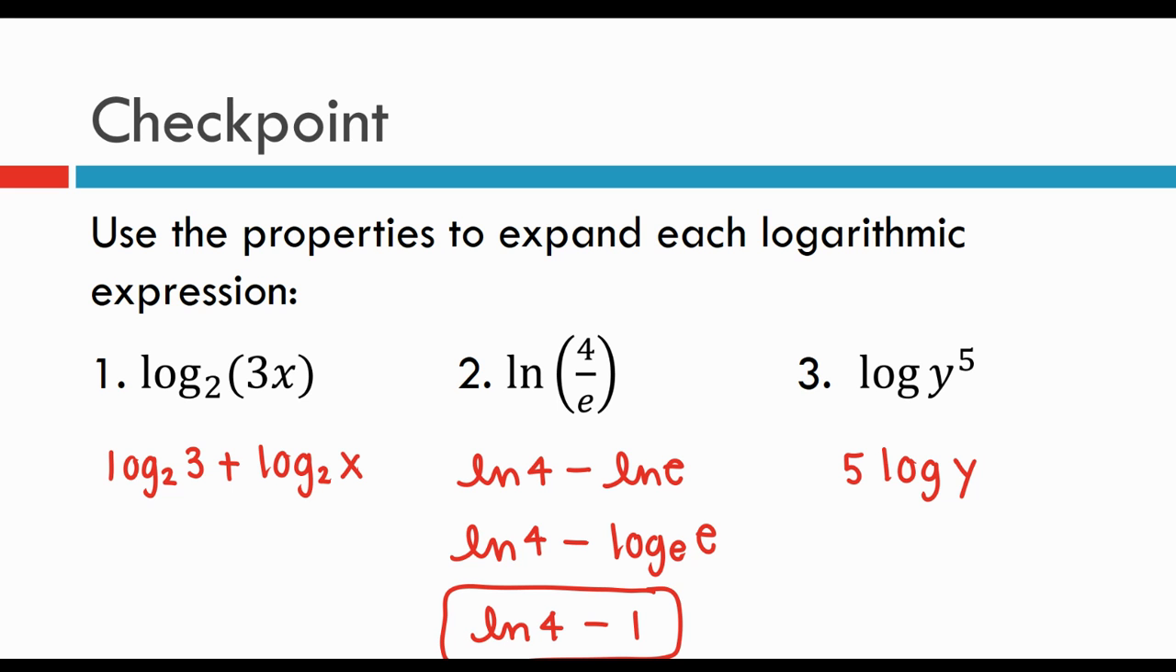Okay, so hopefully we should have gotten for the first one log base 2 of 3 plus log base 2 of x. For the second one, we have natural log of 4 minus natural log of e. So don't forget, natural log of e is really log base e of e, so those are inverses. So my final simplified answer is natural log of 4 minus 1. And then in this third example, I moved that exponent out in front. So 5 times log of y is my answer.